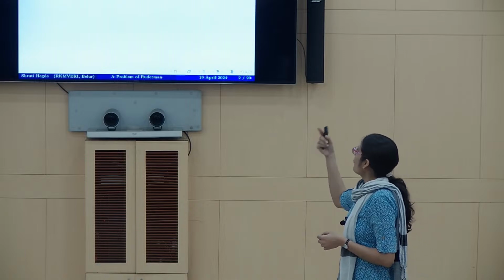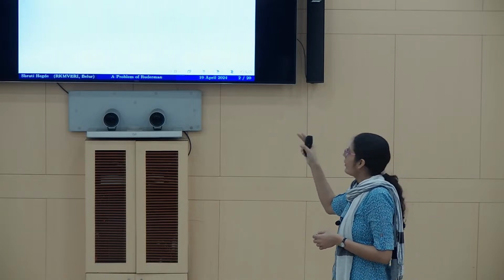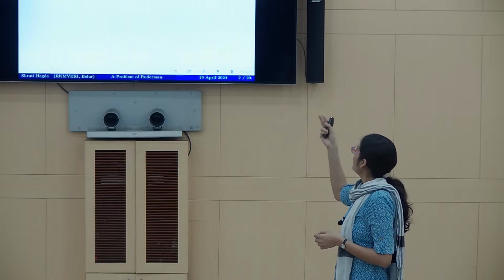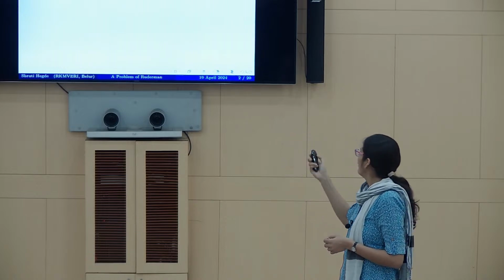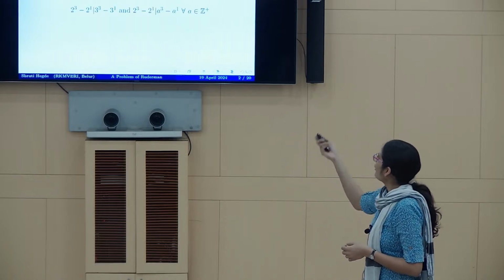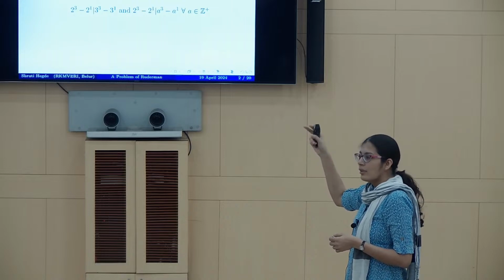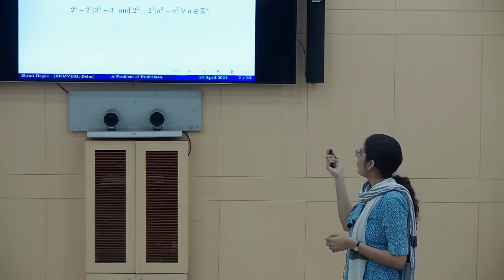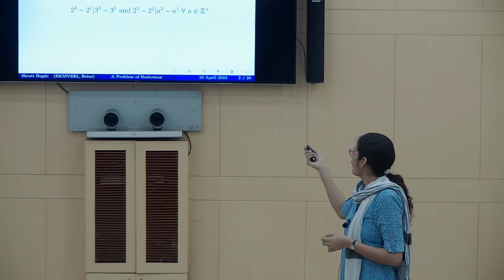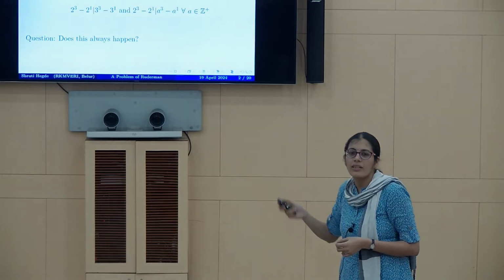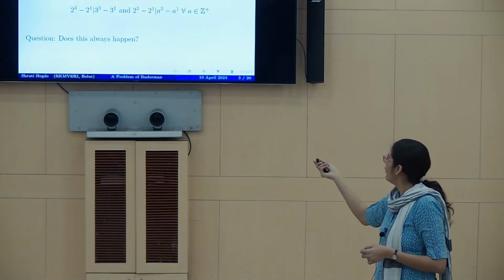If I change the powers to 2 and 1, 2 power 2 minus 2 power 1 is 2. It will divide 3 power 2 minus 3 power 1, 6. In fact, it will divide a square minus a for any a. Okay? Again, 3, 1 is also happening. So the question is, is it always happening? Does this always happen? This was the question posed by Ruderman.